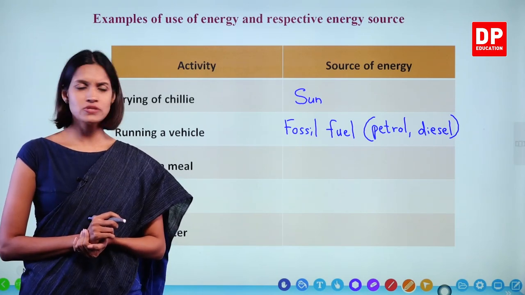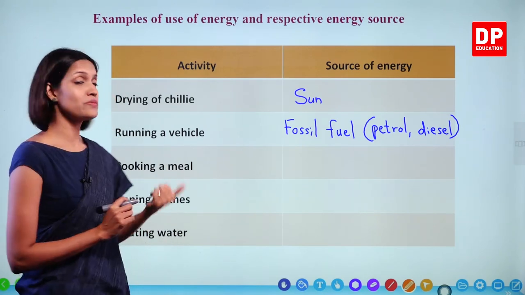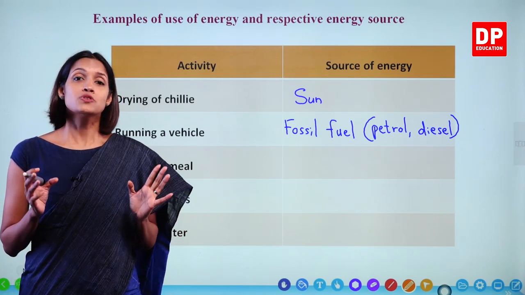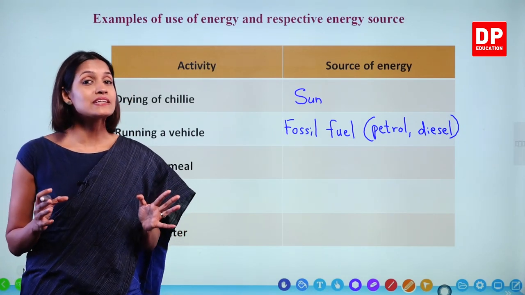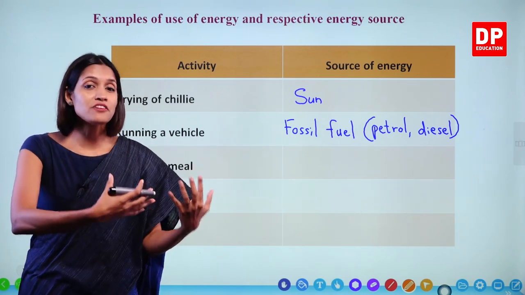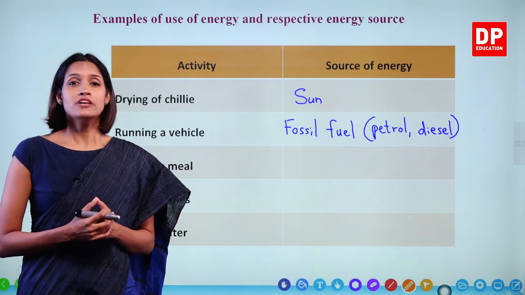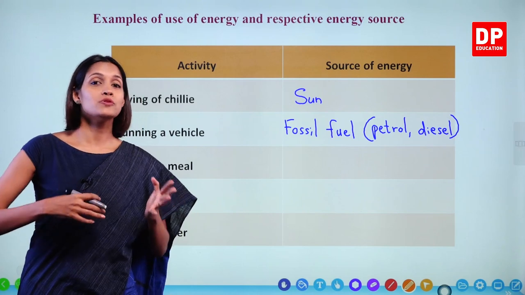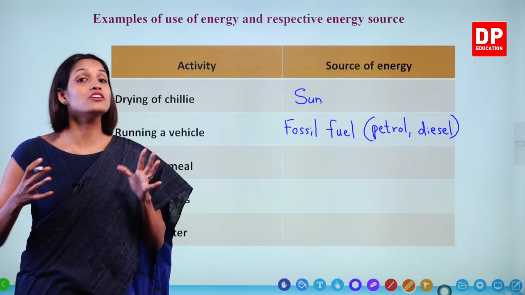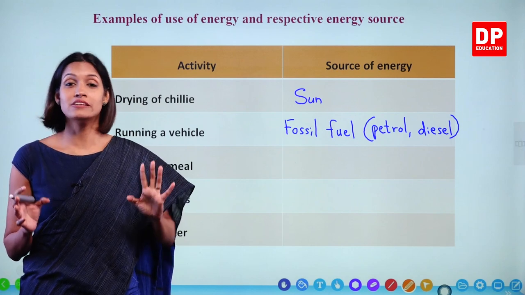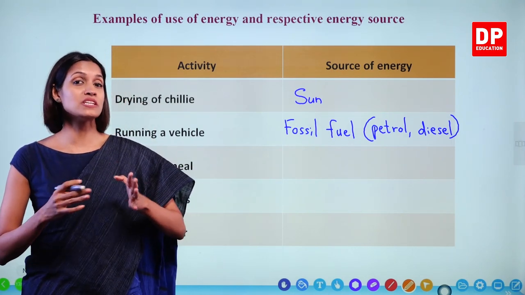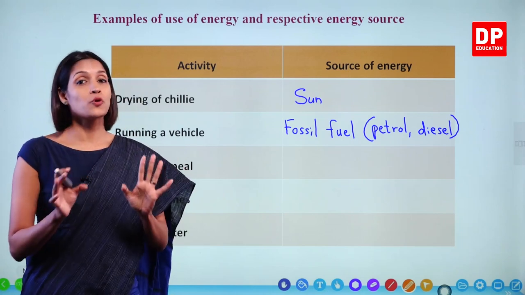What else can we use, children? In order to cook a meal, sometimes we can use electric cookers, right? When it comes to electricity, electricity is a type of energy. What is the energy source that we get electricity from? We can generate electricity using hydropower, using the energy contained in water. Okay, children, in hydropower plants, electricity is generated using the energy of water.